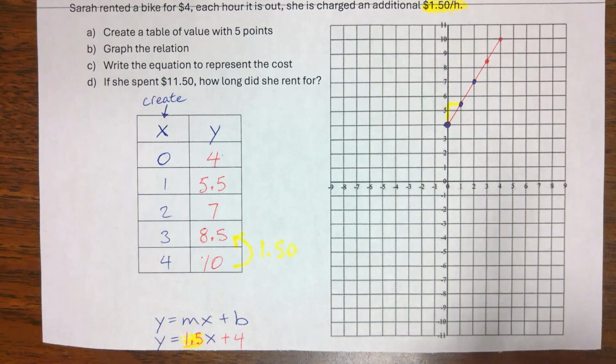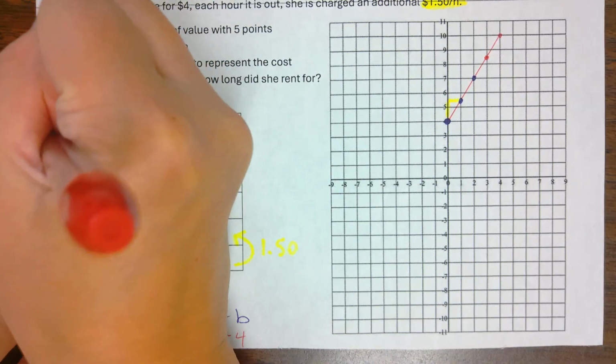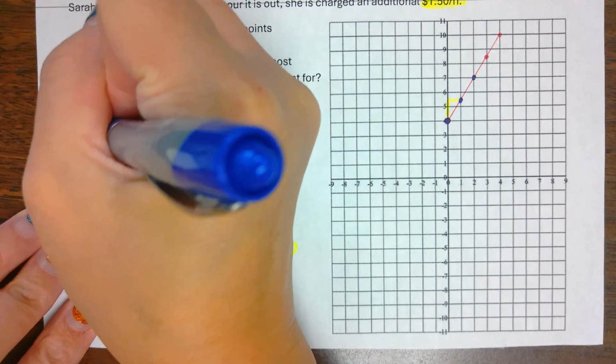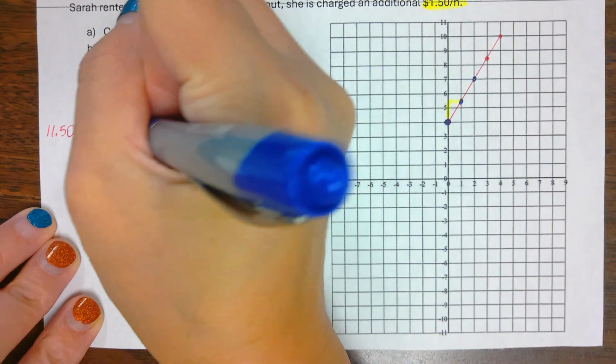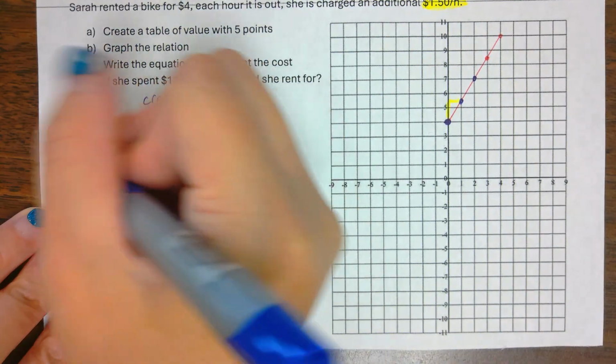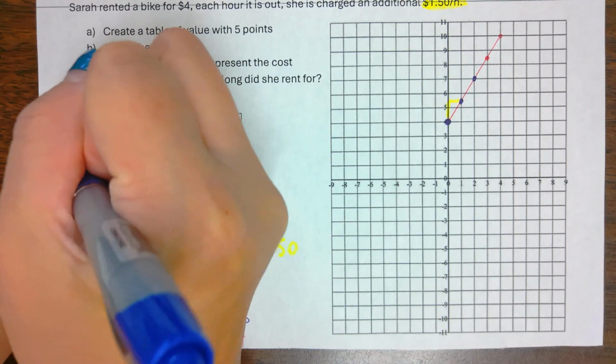And then lastly, if she spent $11.50, how long did she rent it for? So I'm going to sub in $11.50 for my y value. So $11.50 equals 1.5x plus 4. To solve it algebraically, I move that 4 over. So 11.50 minus 4 is 7.50.